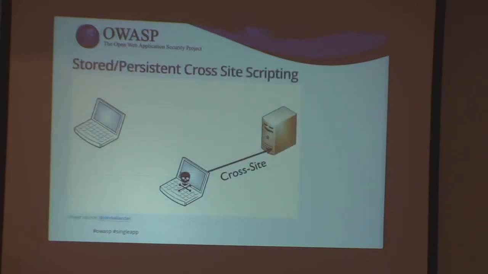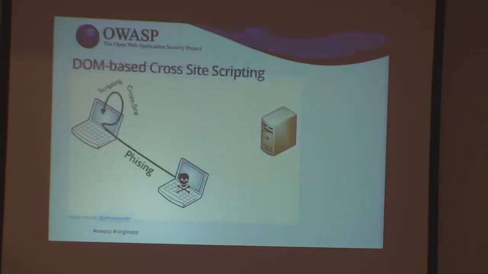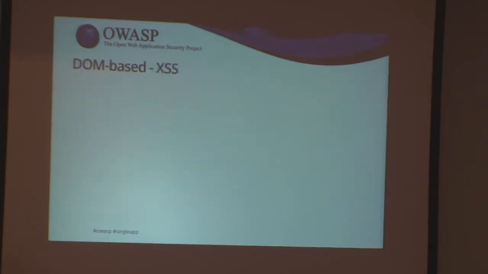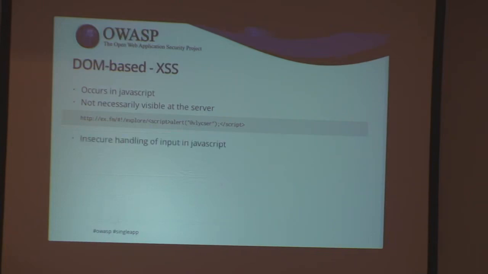Yeah, we all know how stored and persistent cross-site scripting works. This was actually a stored cross-site scripting, the thing I just showed you. And then we have DOM-based cross-site scripting. It occurs in JavaScript, not necessarily visible at the server because the attack can be a part of the hash. Here's an example I found online. There's a Twitter user called Lisher or something. He found an attack on x.fm, and it's basically insecure handling of input in JavaScript.